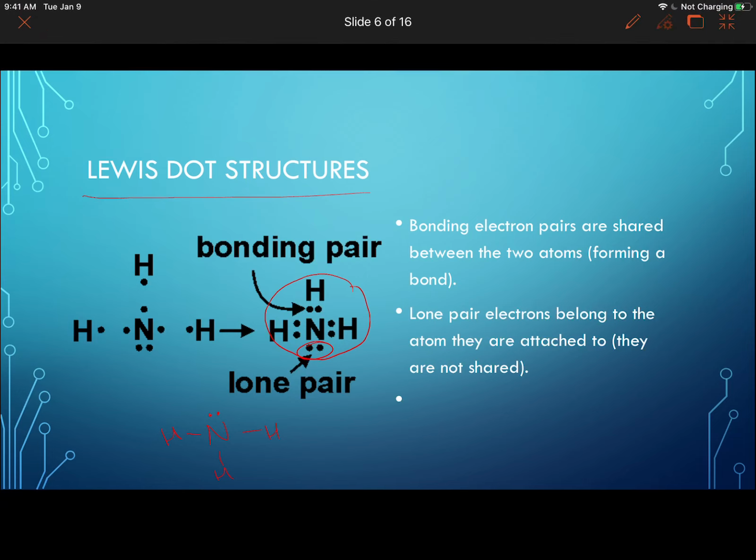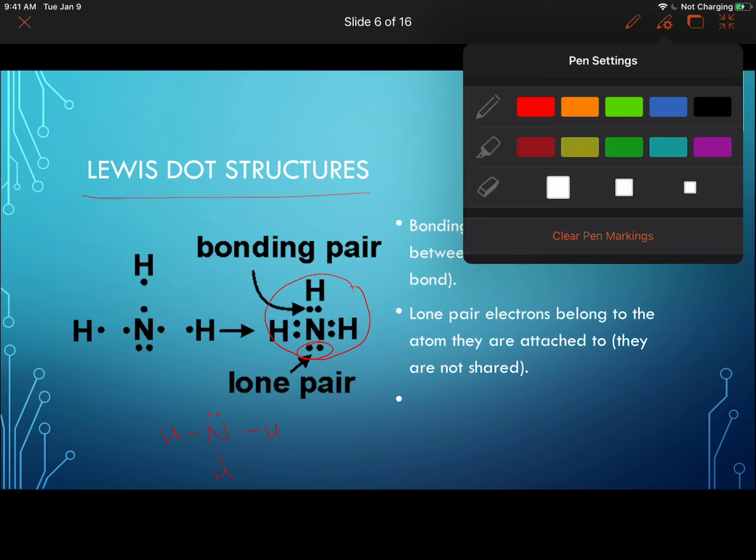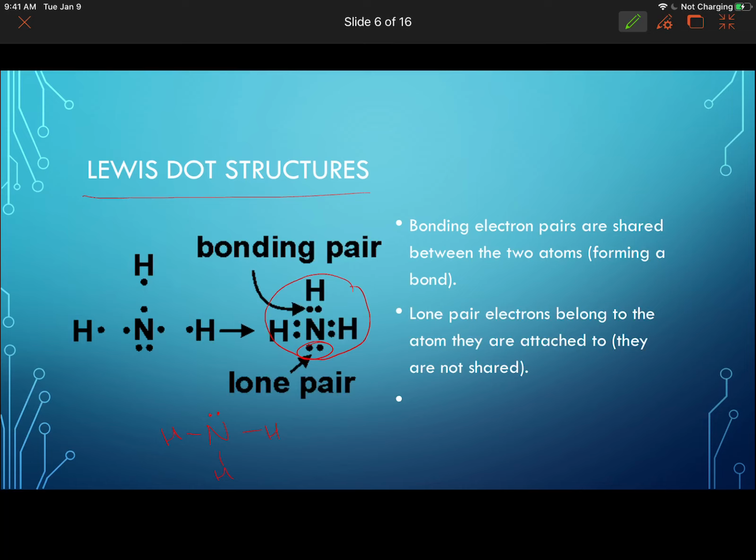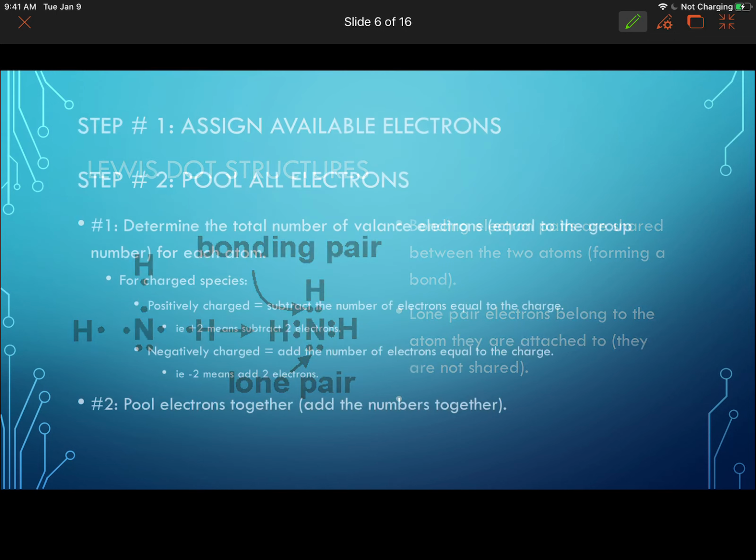I'm going to go with a different color. Let's try green. So these are our bonds that we see right here. Lone pairs are going to belong just to the atom that they are attached to, so these right here. And our bonding electrons are going to be shared electrons that are shared between the 2 atoms of the bond.